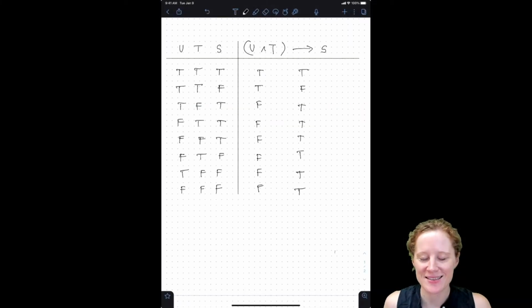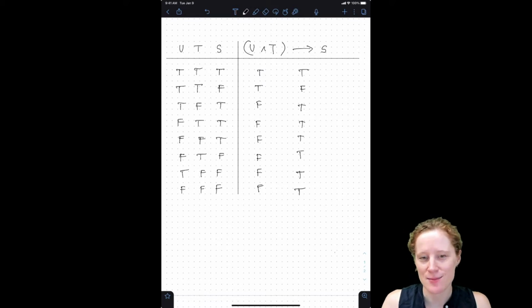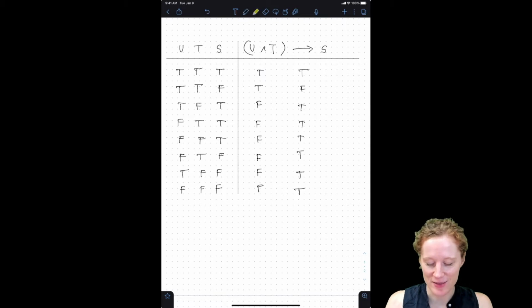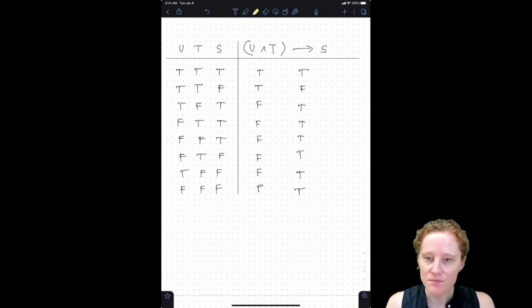Okay, let's look at an example to see how we can use truth tables to establish that a sentence is not a tautology and not a contradiction. This sentence here is neither a tautology nor a contradiction. What we have is a conditional, and the antecedent of the conditional is a conjunction, and the consequent of the conditional is simply the letter S.